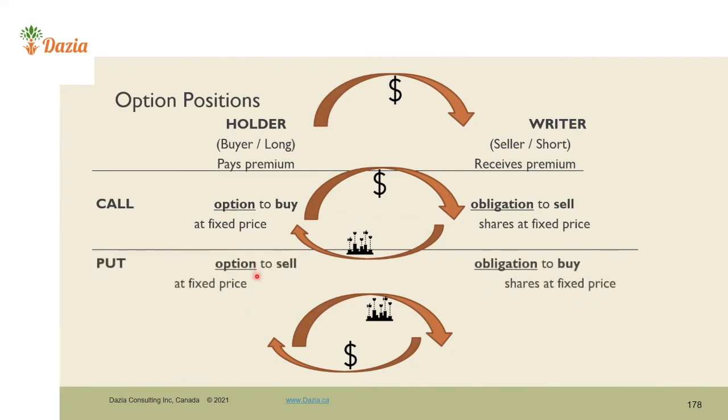In the put option, it is the option to sell at a fixed price. So now the put option, the holder has the right, if they can set it at $25, and if the price goes down to $20, they still can sell at $25. And the writer has to give them the money based on the fixed price. So this is an example of a put option.